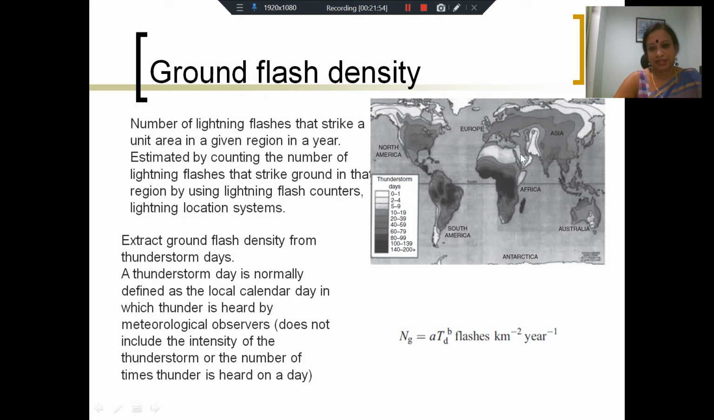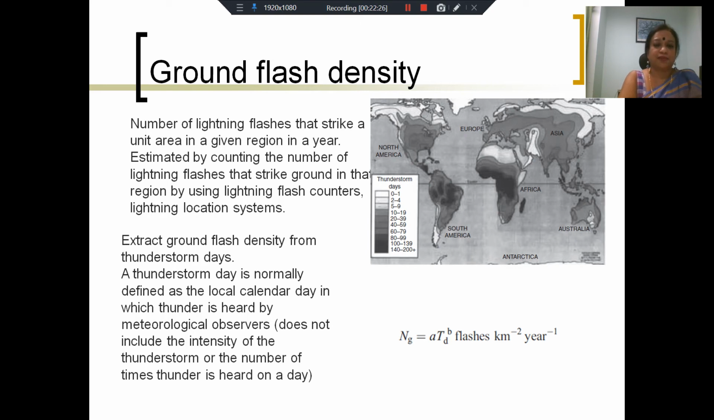So as you can see here, of course, this gives you thunderstorm days. I'll come to that later. Let's say in this region in Africa, you can see this dark region. So what this information says is that in this region, if you consider a unit area of the land, what is the expected number of lightning flashes striking that unit area in a given year? That is measured as the ground flash density.